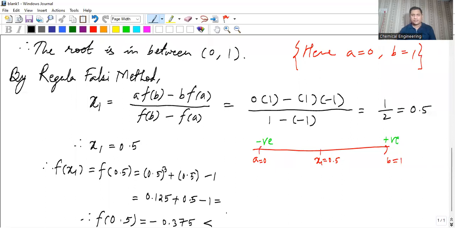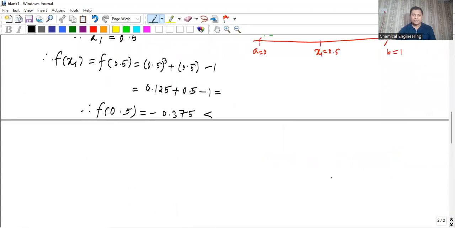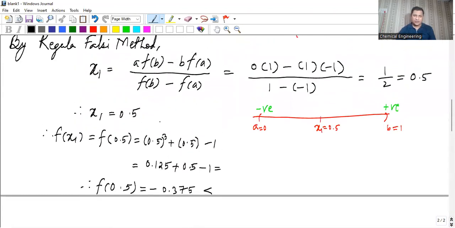Is it greater than 0 or less than 0? Surely it is less than 0. So what we got here is going to be negative. Now see, here it was minus 1 and here it is minus 0.375. Which of these is closer to 0?